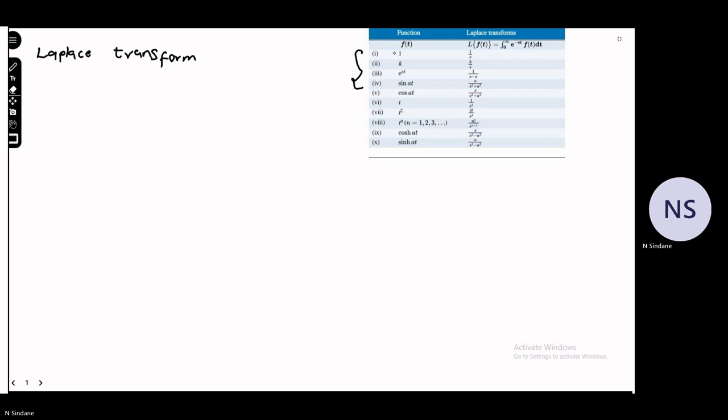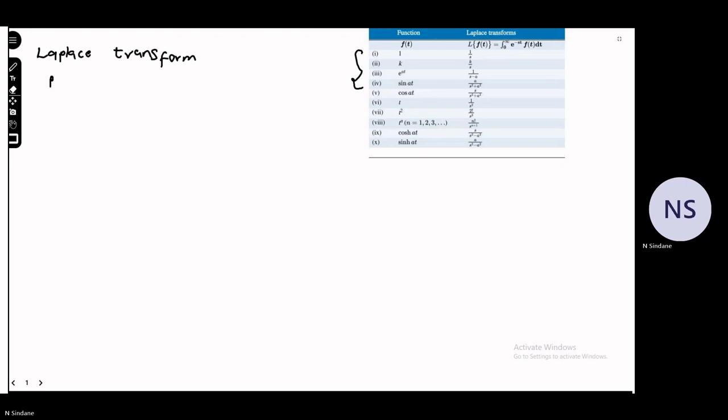here. So we did prove that really indeed Laplace of 1 is equal to 1 over s, Laplace of k is k over s, and Laplace of e to the power at is 1 over s minus a, and Laplace of sin at is equal to a over s squared plus a squared. So today we are starting with proving that Laplace of cos at is equal to s over s squared plus a squared, right?